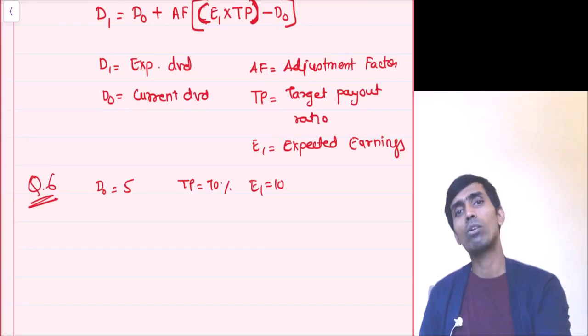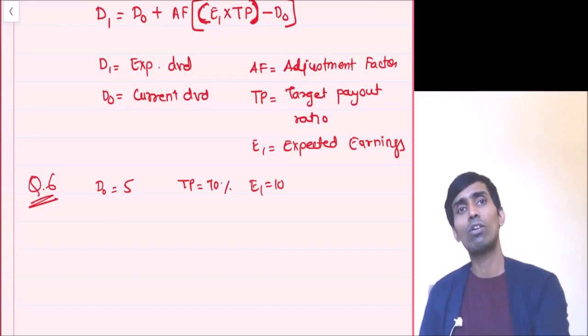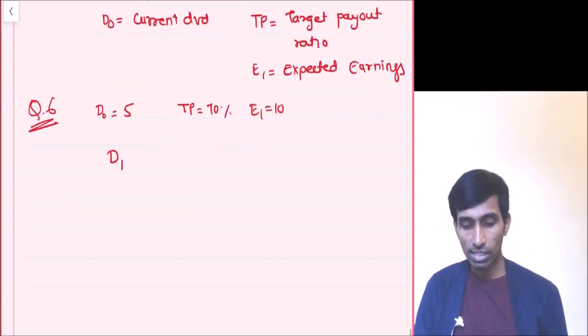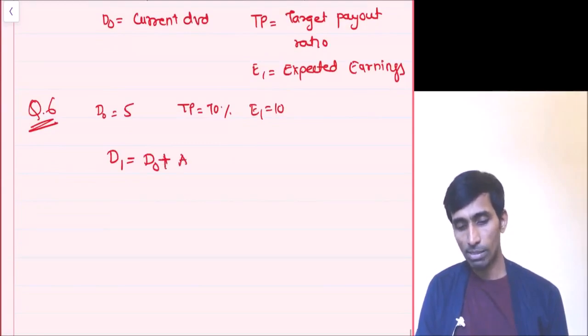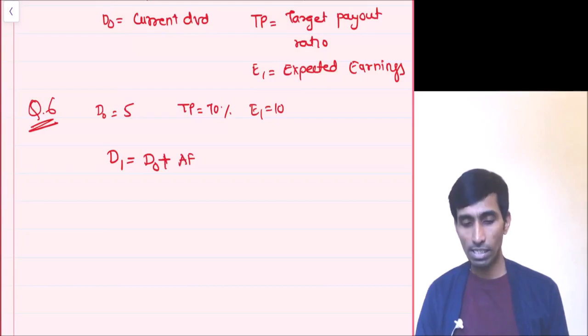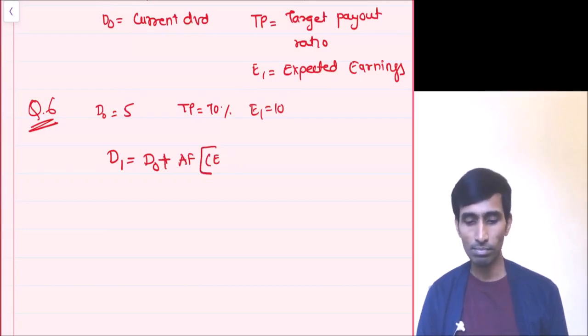What will be the dividend payout if the firm can maintain 70% or 30% of the incremental dividend? How much is the increase? 70 and 30. Then what will be the expected dividend? So three cases are there. First, D1 is equal to D0 plus the adjustment factor, which keeps on changing: 50, 70 and 30. And inside, E minus D, E multiplied by TP, the target payout, and from this you will minus the dividend.